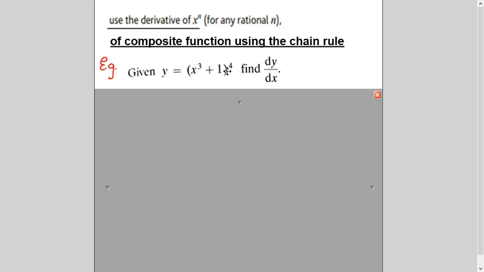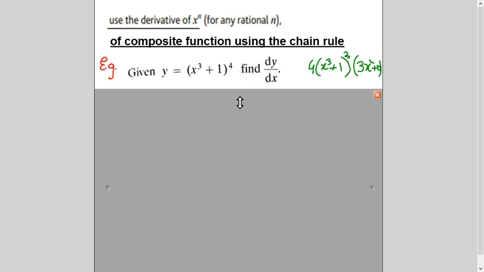Otherwise, if you remember, we bring the power here, 4 comes here, and this remains as it is. For example, if I write here, what you usually do is the 4 comes down, the function remains as it is, you subtract the power by 1 so it becomes 3, and then you multiply by the differentiation of the function inside the bracket. So it becomes 3x squared plus 0. This is what you do.